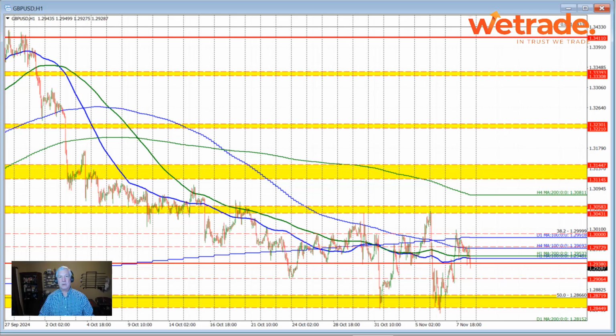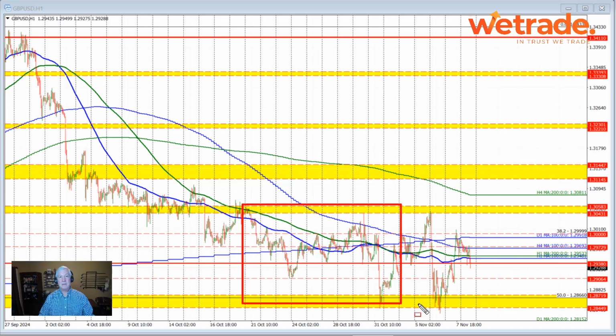Let's take a look at the sterling versus US dollar. We've seen a lot of up and down price action in this currency pair over the last few weeks of trading.